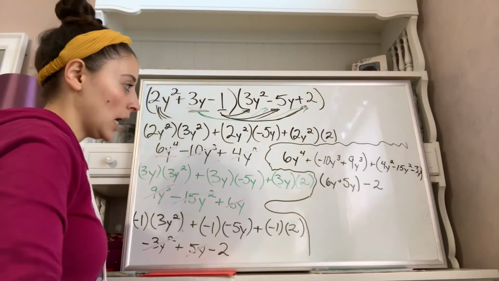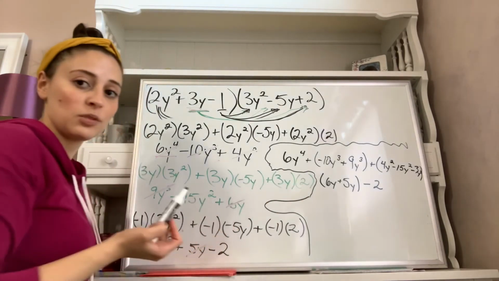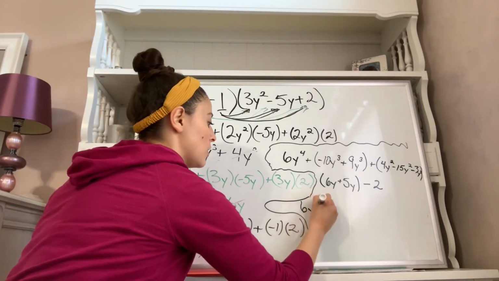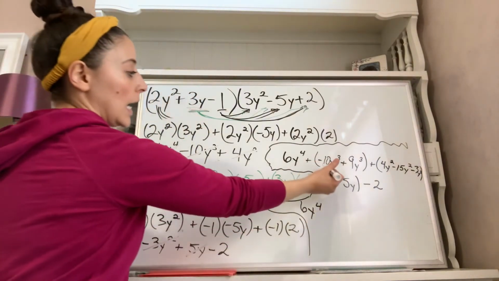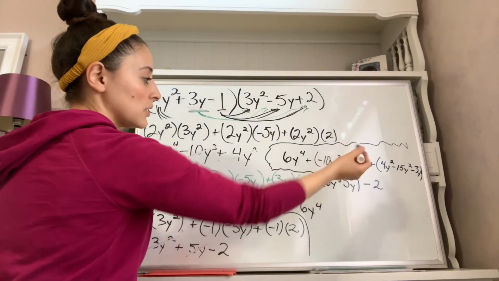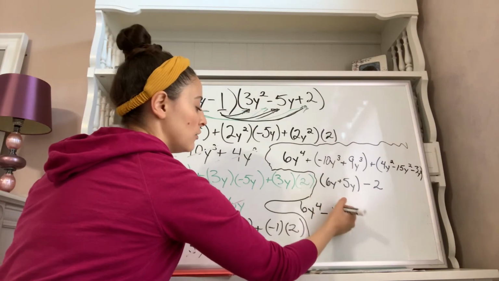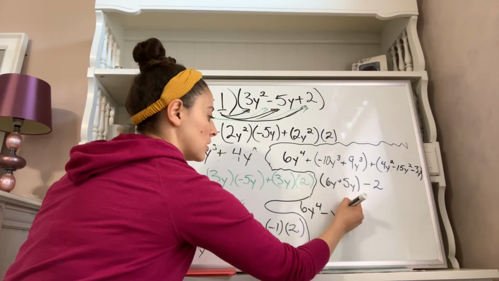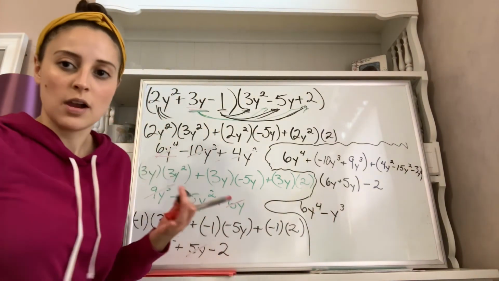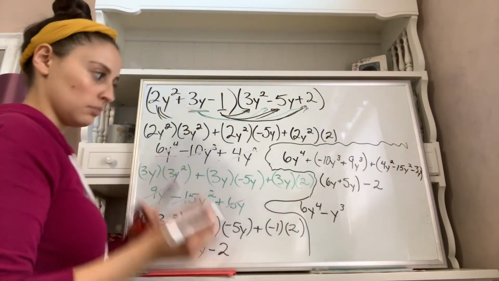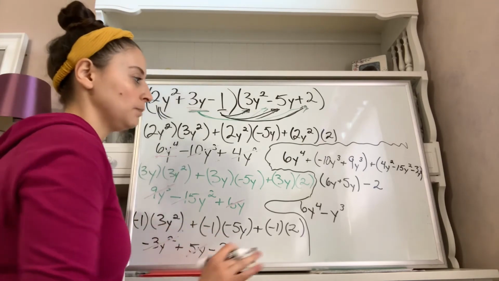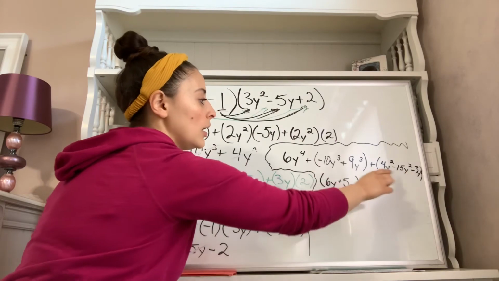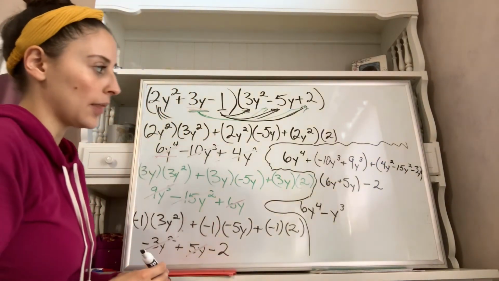So we're going to end up with, nothing combines with 6y to the 4th, like we already talked about. So 6y to the 4th, and then a negative 10y cubed plus 9. It's going to still be a negative, but it's only going to be 1, right? So negative y cubed, because any variable with a coefficient of 1, you can just write the sign. Okay?